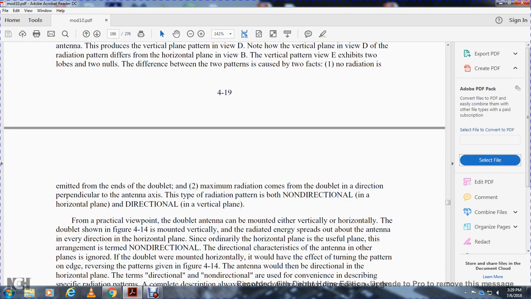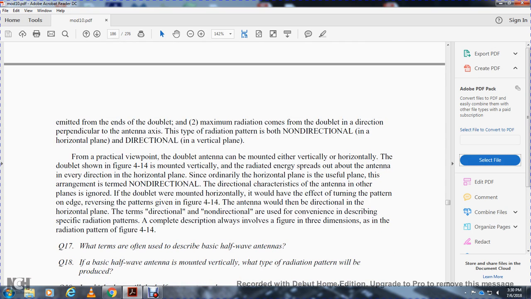No radiation is emitted from the ends of the doublet, and maximum radiation comes from the doublet in the direction perpendicular to the antenna. The radiation pattern is non-directional in the horizontal plane and directional in the vertical plane. From a practical viewpoint, the doublet antenna can be mounted either vertically or horizontally. The doublet shown in Figure 4-14, mounted vertically, radiates energy that spreads out about the antenna in every direction in the horizontal plane. Since the pattern in the horizontal plane is a circle, it is termed non-directional. Directional character in planes other than the horizontal is ignored.